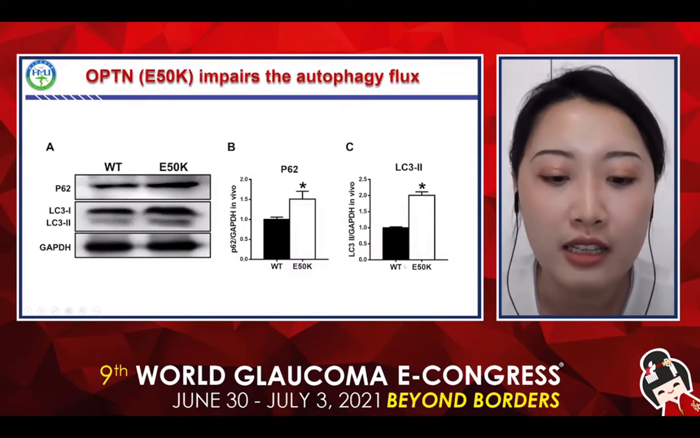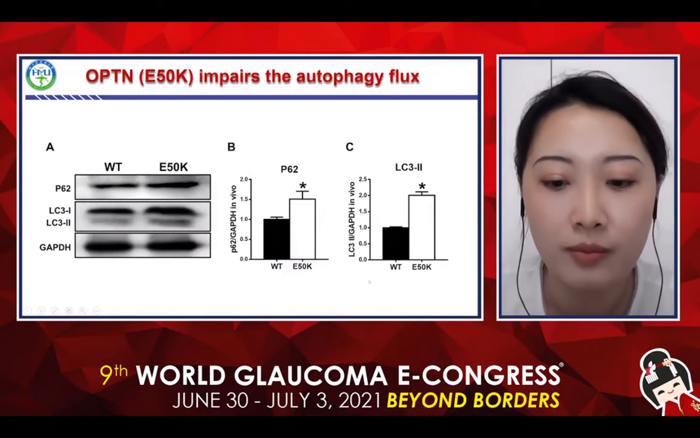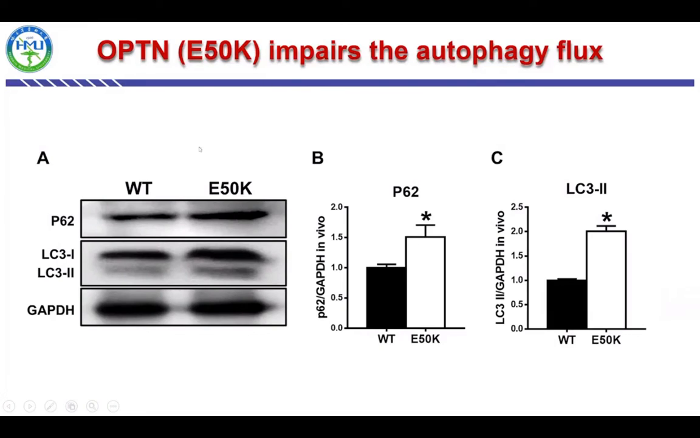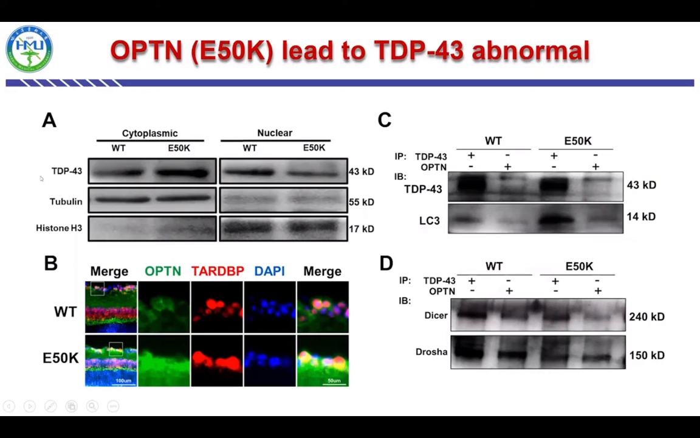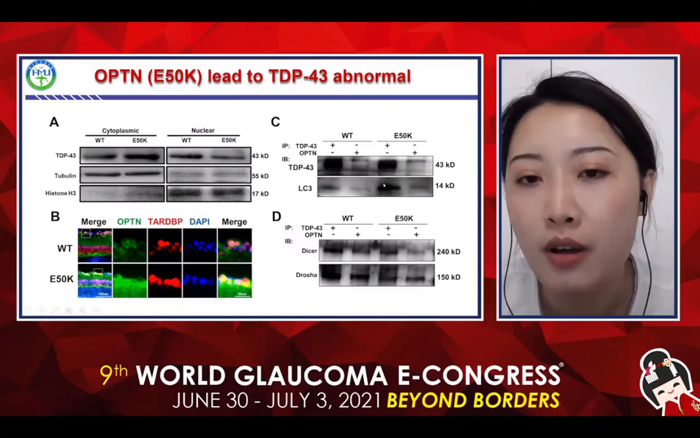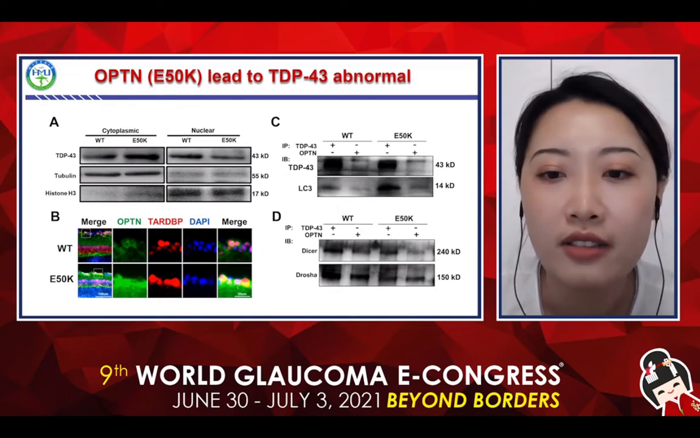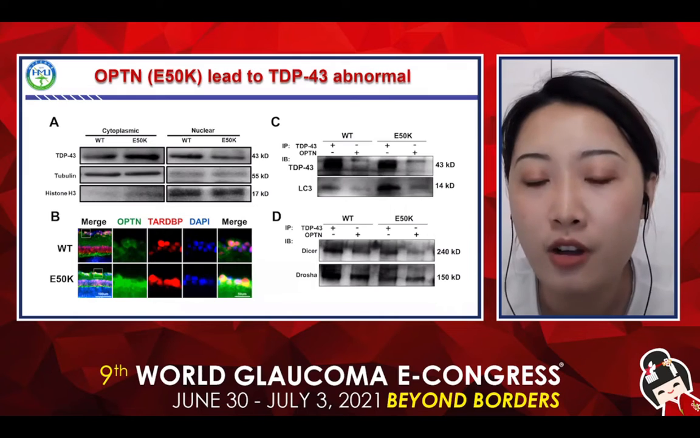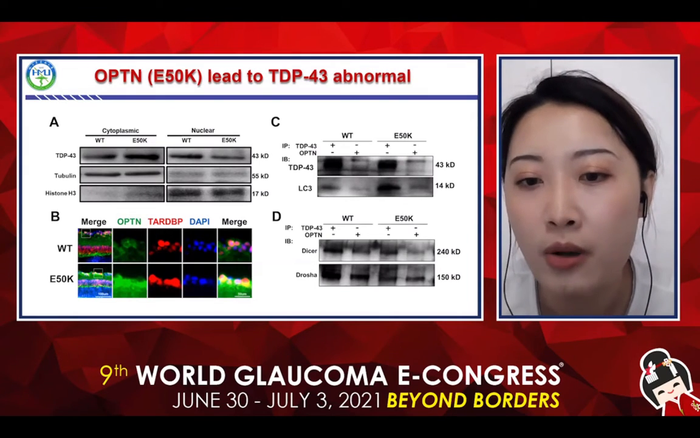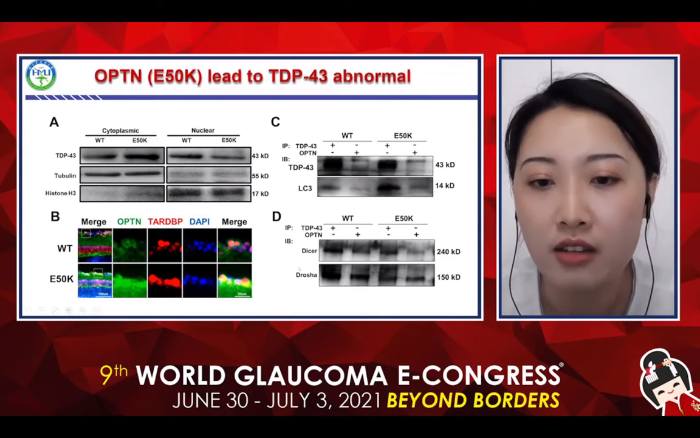We further studied the underlying mechanism. The results showed that E50K impairs the autophagy flux in the retina, and it also leads to TDP43 abnormally increased in the cytoplasm and decreased in the nucleus. It was associated with the abnormal autophagy flux, and it also influenced the function of TDP43 in its interaction with Drosha and Dicer.